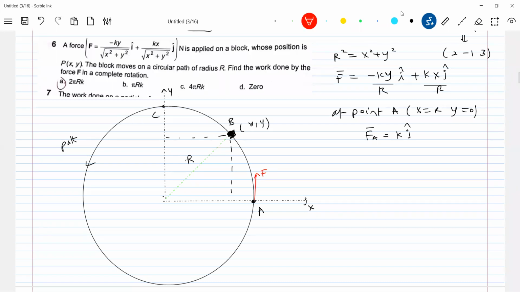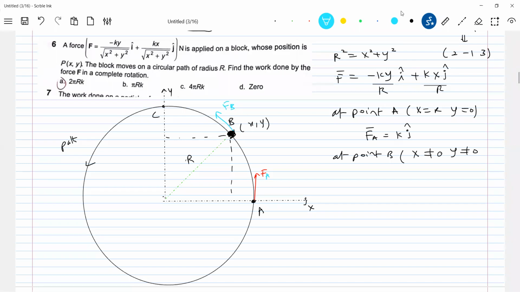Now let's look at point B. It's all about mathematics or coordinate geometry, nothing to do with physics. What is the value of x? So x equal to y, some values will come. X non-zero, y non-zero. So definitely the force will be acting in this direction. It will be tangential.